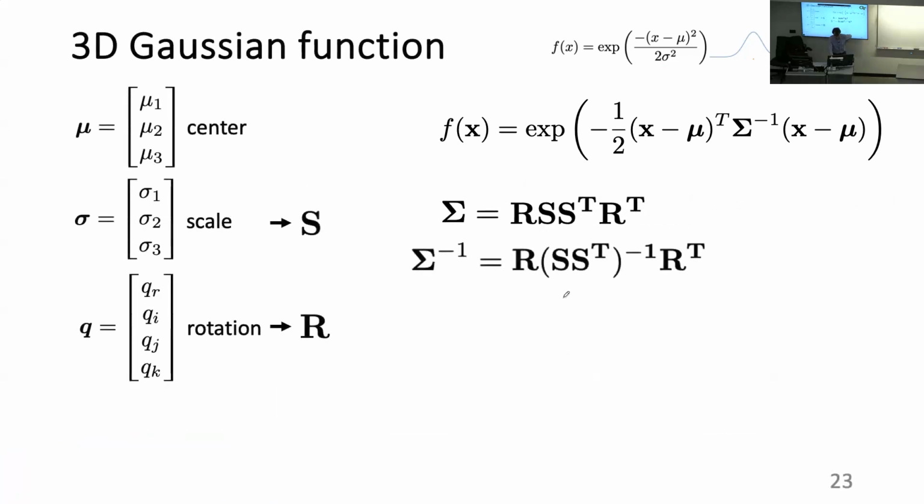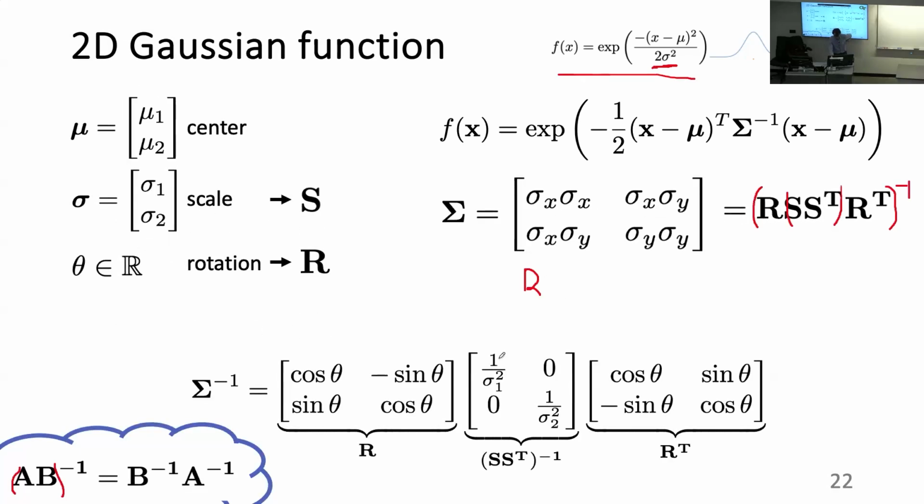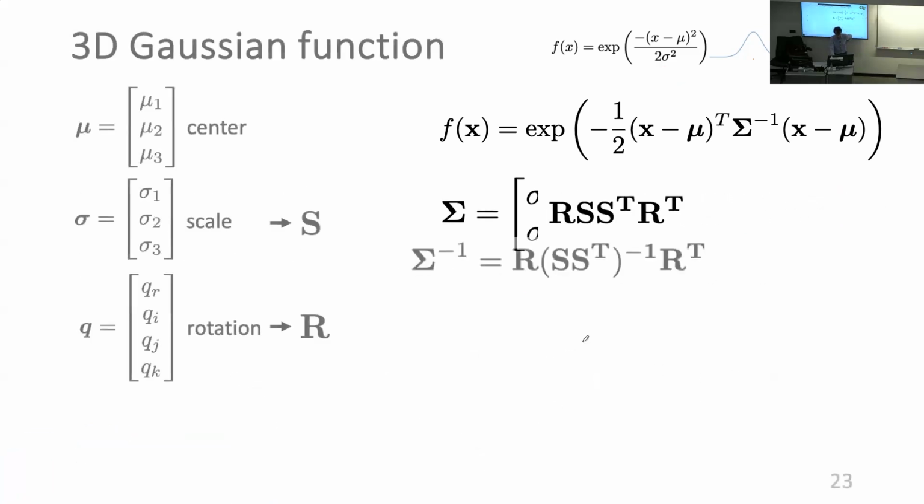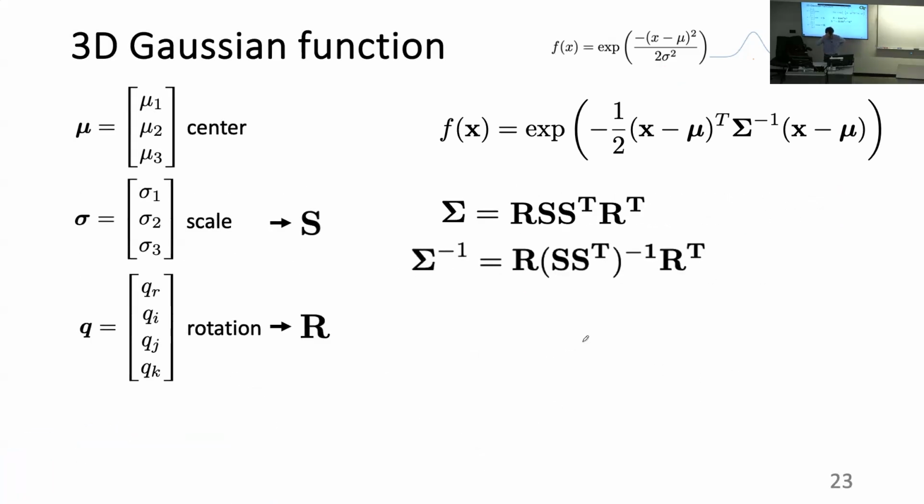And once we constructed this matrix, then it becomes our S S^T inverse R^T, or sigma inverse. And actually, this generalizes to 3D very easily, where our sigma inverse matrix is constructed in exactly the same way, but now our scale matrix is a 3x3 matrix with values along the diagonal, and our rotation matrix is a 3x3 matrix constructed from a quaternion, where we have some real part and 3 imaginary parts.